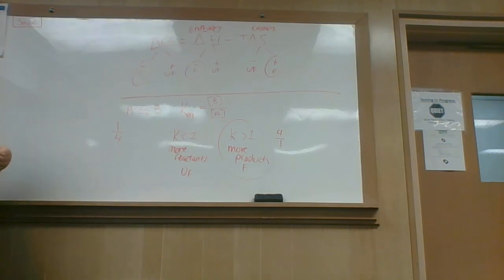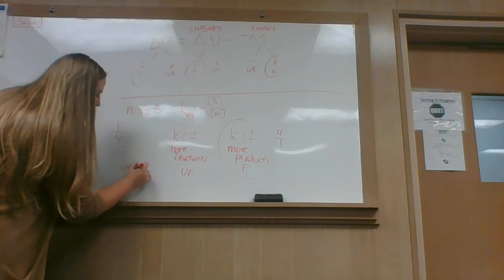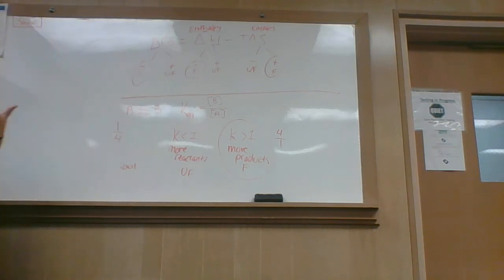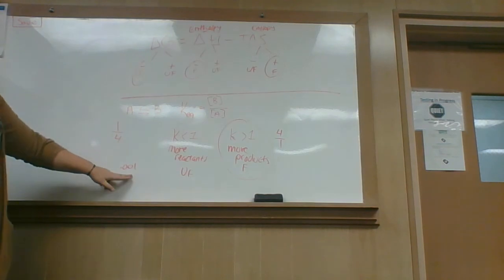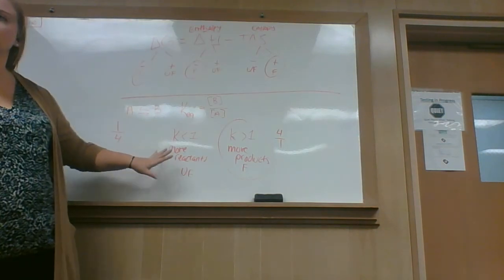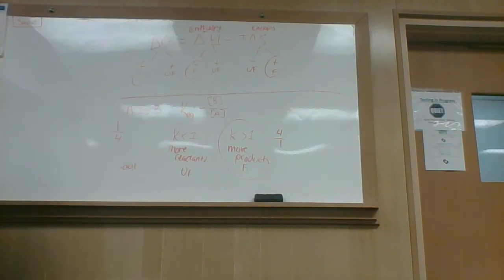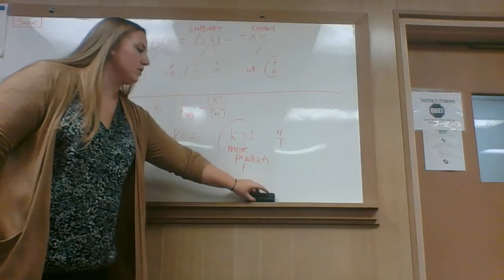So he could, for example, I think this is how he did it on your quiz, give you a K of 0.001. Is that favorable or unfavorable? This would be unfavorable because it's less than 1. Usually he does extremely small numbers, or extremely big, like a K of a million. He doesn't usually give you super close ones.